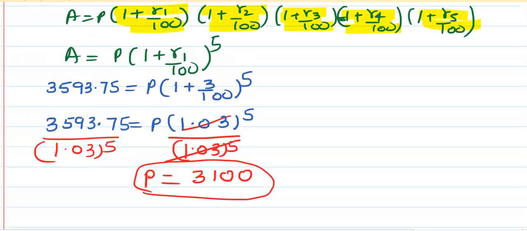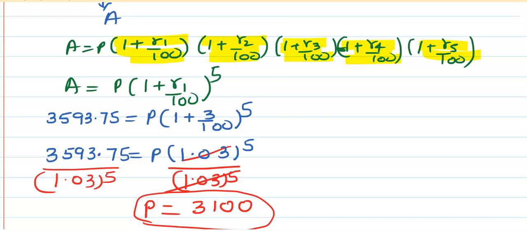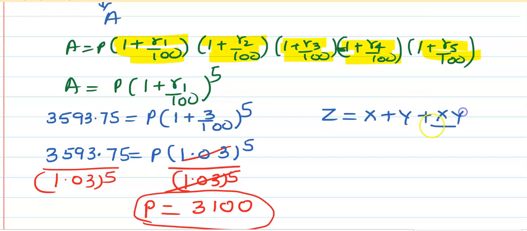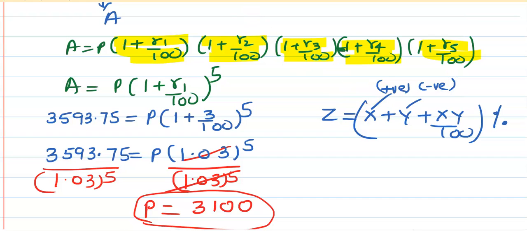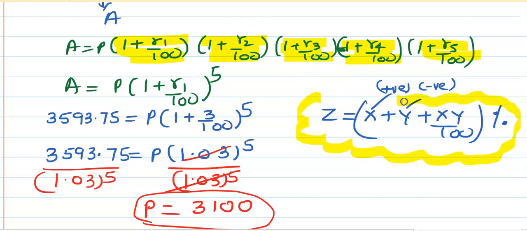And the first formula which I have explained, z equal to x plus y plus xy over 100, will give you the answer in percentage directly. Change x and y accordingly. If it is an increase, you can put a positive sign. If it is a decrease, then you can put a negative sign. So please make a note of this formula anywhere, and this will give you the answer directly.